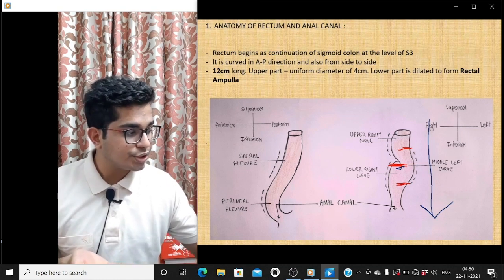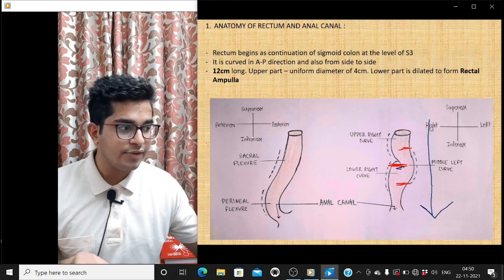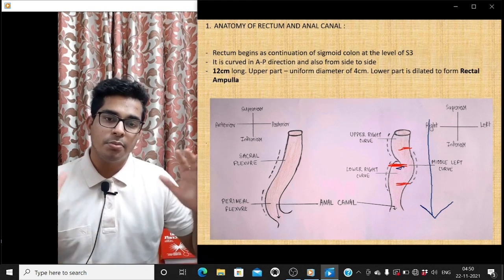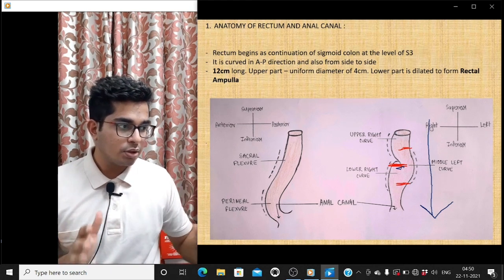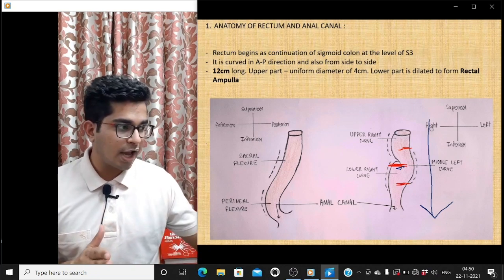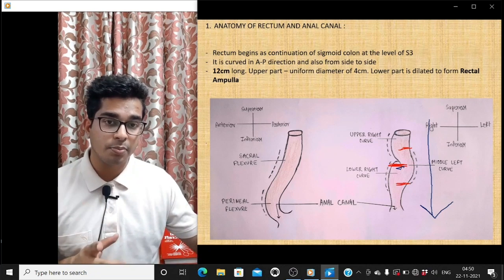Now, what are the relations of your rectum and anal canal? See, we will discuss anal canal in much detail in the next video. For today, let us focus on rectum and its relations only, and the embryological part of it.